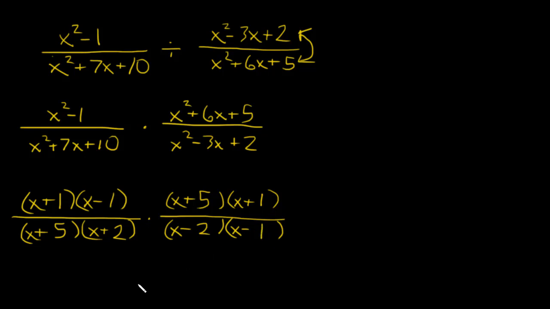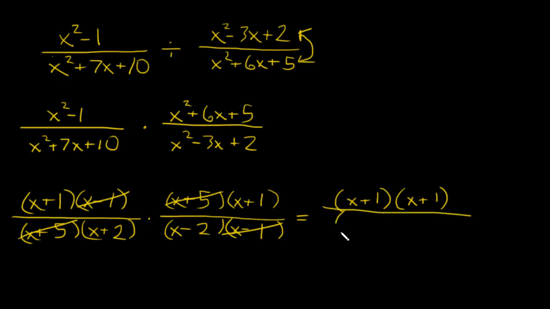Alrighty. Now that we have done all this work, we can start canceling things. Is there an x plus 1 down here? No. What about an x minus 1? Yes. Okay, move on to x plus 5. Yes. And that's it. So my answer is going to be (x plus 1)(x plus 1) over (x plus 2)(x minus 2). Alrighty. That's it. Leave it just like this.